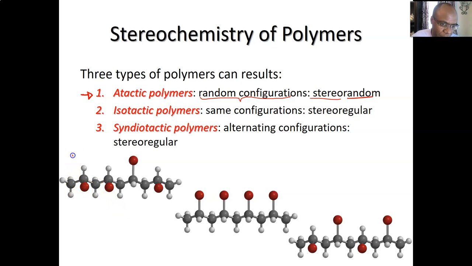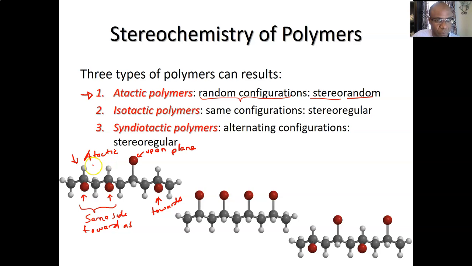Like this guy, if this is a stretch of a polymer, you see these two stereogenic centers are on the same side. Let's say these are towards us, while this guy is up on the plane, and then this single group is again towards us. So you see this randomness. If two of them were up, then two of them towards us, that would be a pattern. But now this is so random. So we call this an atactic polymer because of the randomness of stereochemistry or configuration.